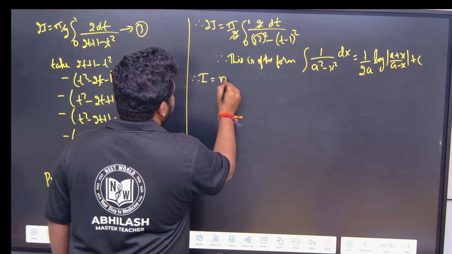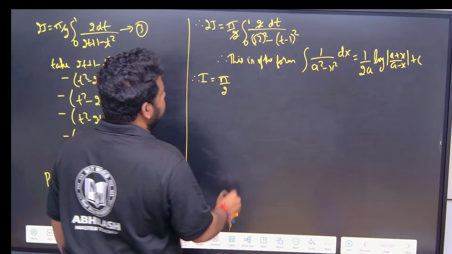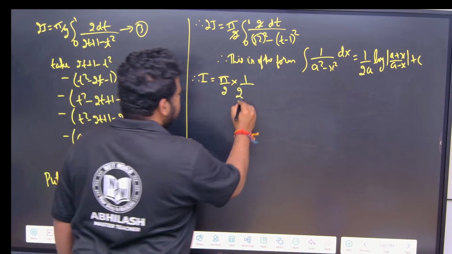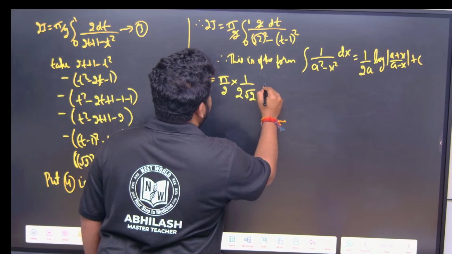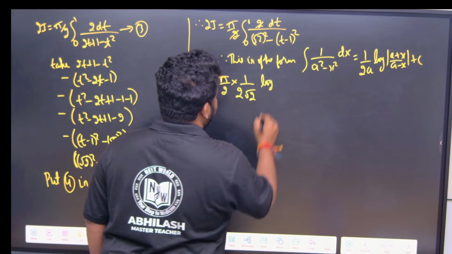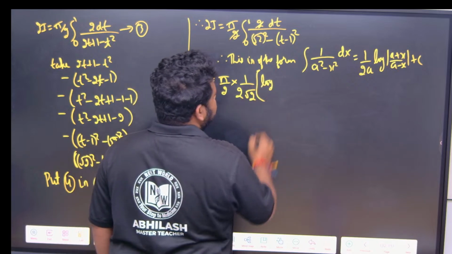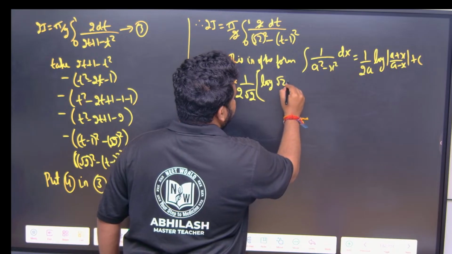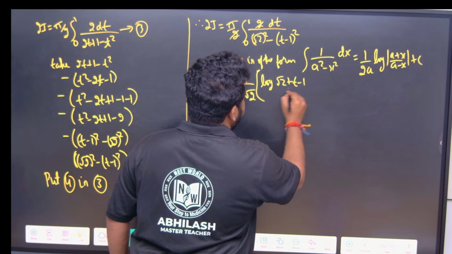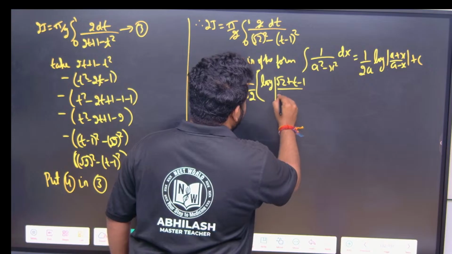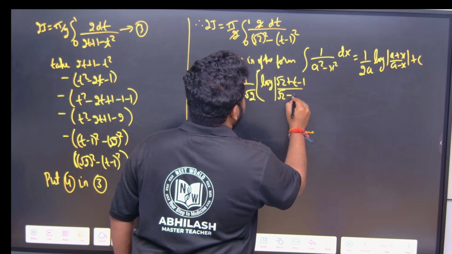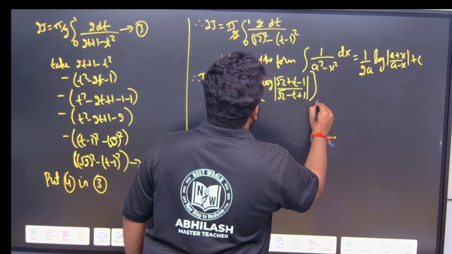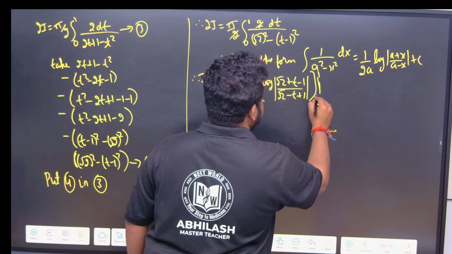Therefore I is equal to pi by 2 into 1 by 2a. Here a is root 2, so 2 root 2, into log of a plus x by a minus x, that is log of root 2 plus t minus 1 divided by root 2 minus t minus 1, which means minus t plus 1. This is what I will have, with the integral from 0 to 1.